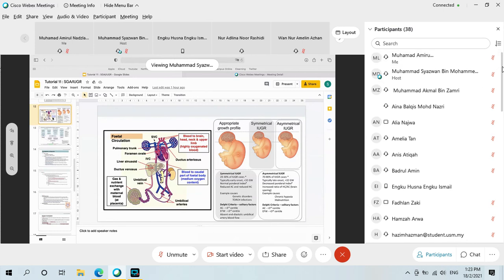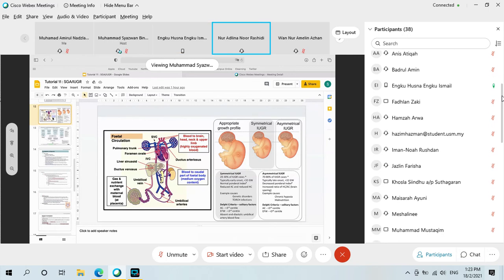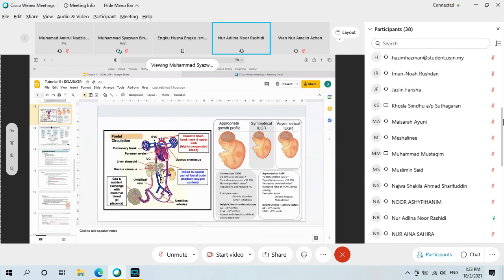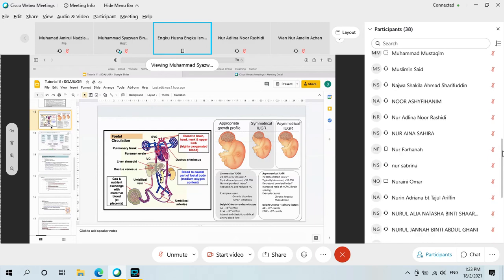Doktor, nak tanya lagi satu, for SGA baby they may be normal, so nak check dekat growth chart ke, check guna scan ke macam mana? Okay, untuk you plot growth chart tu you kena scan babies.